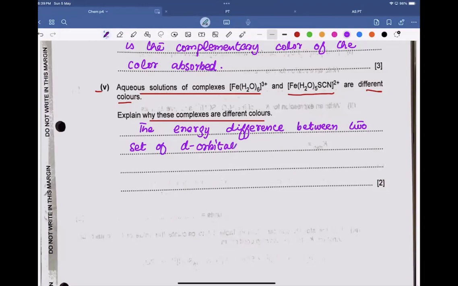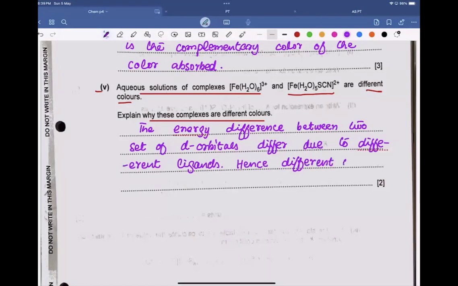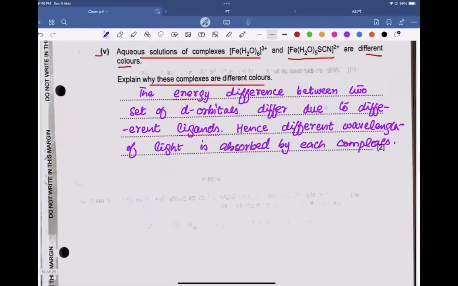Hence, a different wavelength, or you can write different frequency, of light is absorbed by each complex, and that's why they are transmitting different frequencies, and as a result the color which is absorbed is different, and the complementary color which is shown is different. Is this clear to all of you?